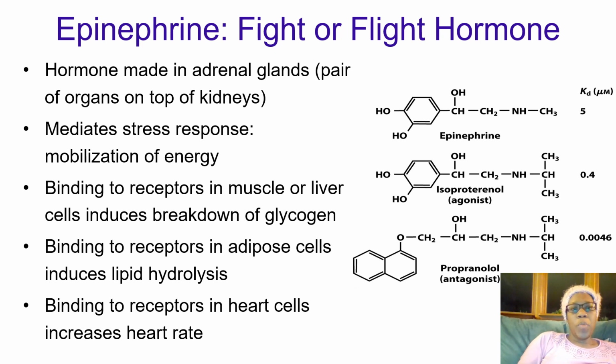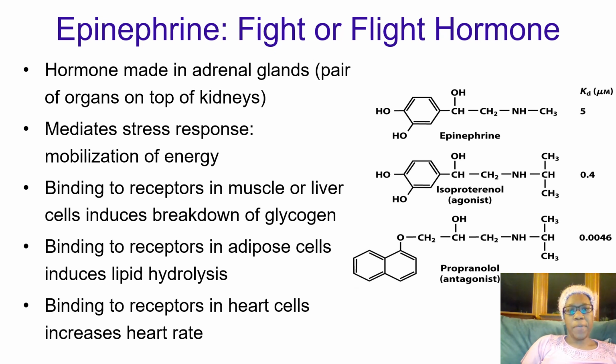The epinephrine hormone is made in the adrenal glands. It's a pair of organs at the top of the kidneys. Again, it mediates a stress response. The binding to receptors in the muscle or liver cells induces the breakdown of glycogen. So it's a signaling molecule that's very specific to certain sites of cells.